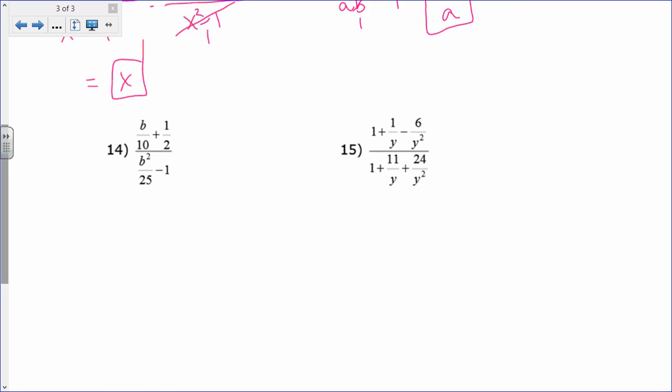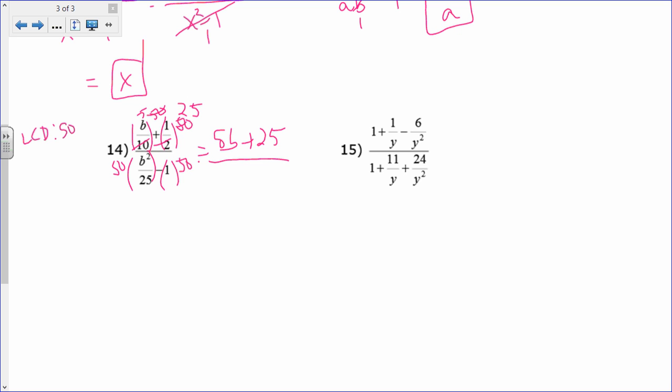Okay, for 14, my LCD is 50. So multiply everything by 50. That becomes a 5, so it is 5B, that becomes a 25, plus 25 over, that becomes a 2 and a 1, 2B squared minus 50, because nothing cancels.